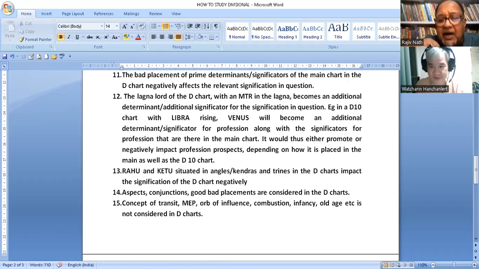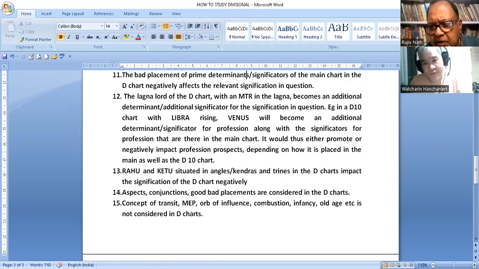Now, what do we understand here? Suppose we are looking at profession. And suppose in the main chart, for profession, we see the prime determinants are the lord of the 10th house and the second house. Suppose in the main chart, the determinant for profession is Jupiter, let's say only Jupiter. So Jupiter will determine his professional prospects throughout his life, mainly playing a role.